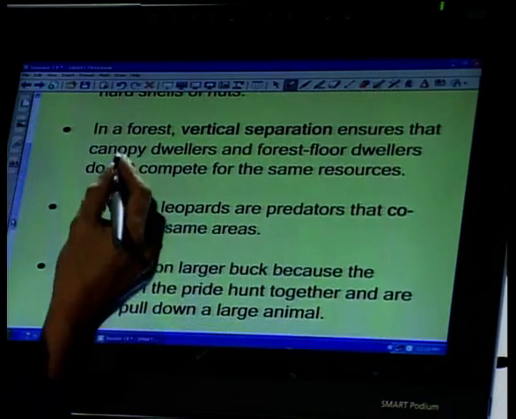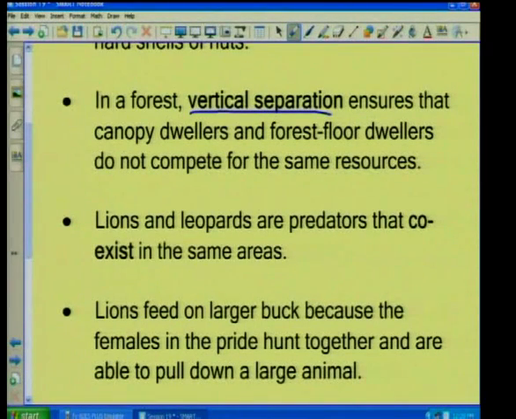Okay, in a forest, we have vertical separation. In other words, you've got the animals that live in the canopy. So if this is your forest, your canopy dwellers are up here. And then your forest floor dwellers are down the bottom here. And they don't compete for the same food.